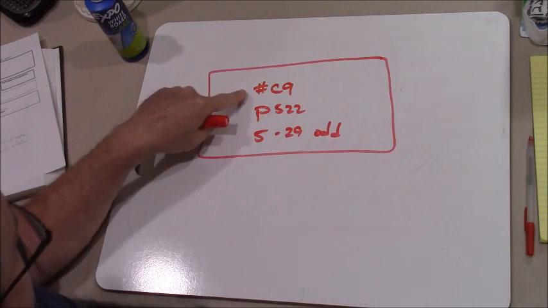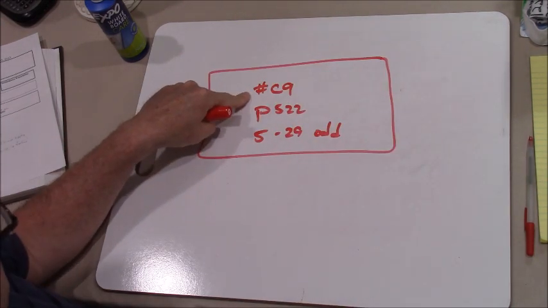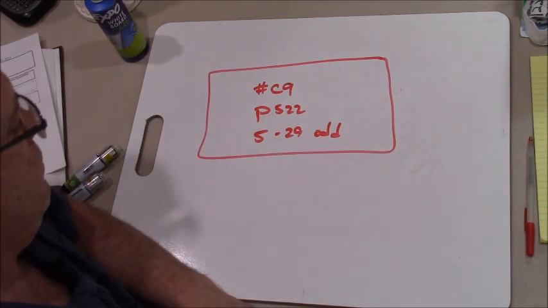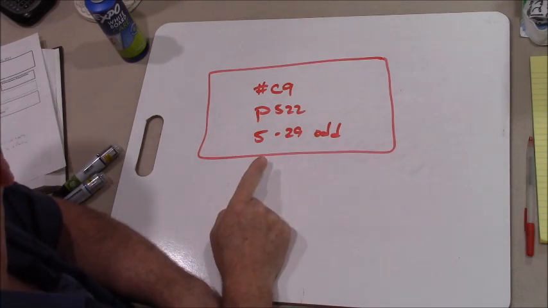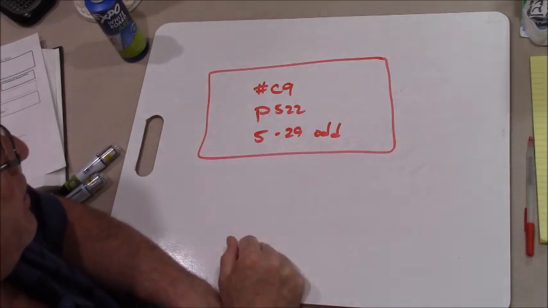Alright, I don't know why I feel like I'm off here, but I checked the last video and I think it was C8, so I guess we're on C9 now. Page 522, we're going to do 5 to 29 odd.